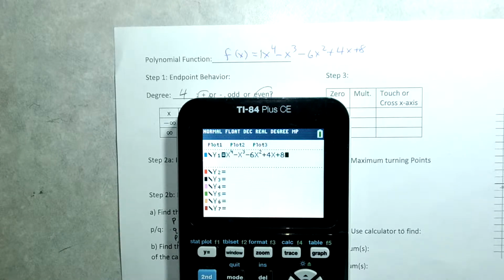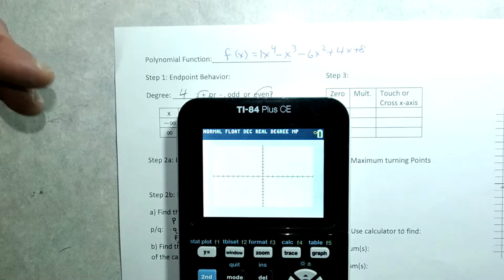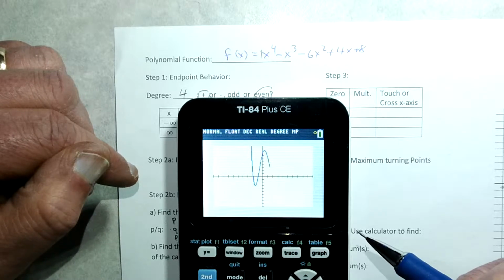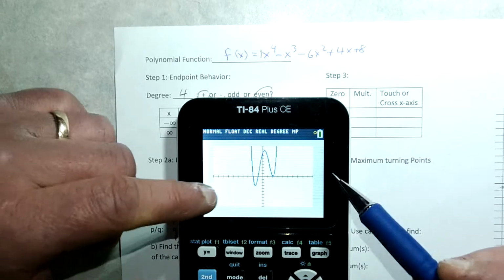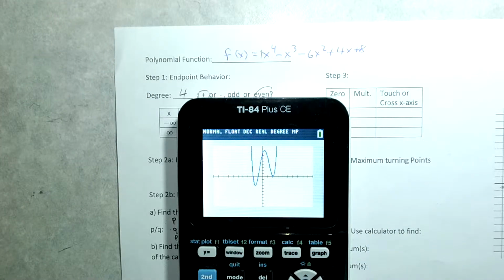I believe I'm in a standard window, and I could check that. I'll just hit 6. This is the way I start these out, just to see if it fits in the window as is. And if not, we'll have to adjust it. It looks like I'm good. I'm getting all the minimums to show up and the maximum to show up here.